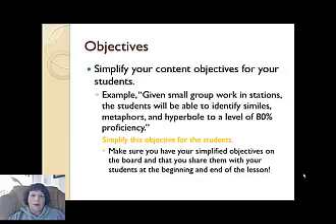So you know that here at Grove City College, Madeline Hunter is a queen, and so you've been taught in your Foundations of Teaching class, perhaps, maybe reinforced in Ed Psych, that you write a very long-winded objective, where you first state the input. Given small group work in stations, the students will be able to identify similes, metaphors, and hyperbole to a level of 80% proficiency. Okay, the students don't need all of that jargon up on the board, and they don't need for you to review all of that jargon.